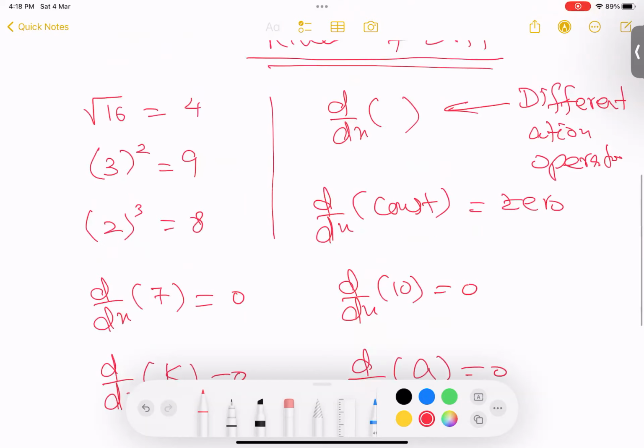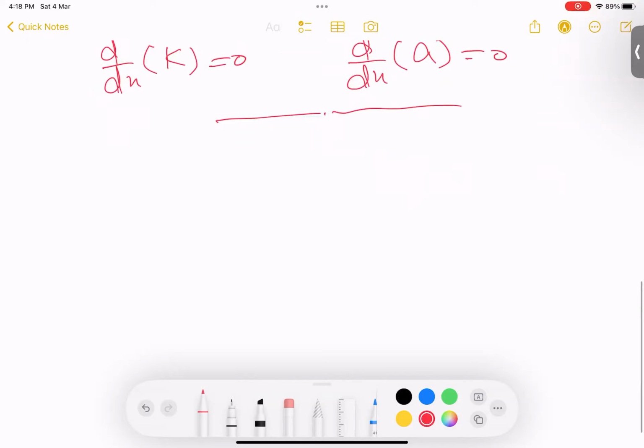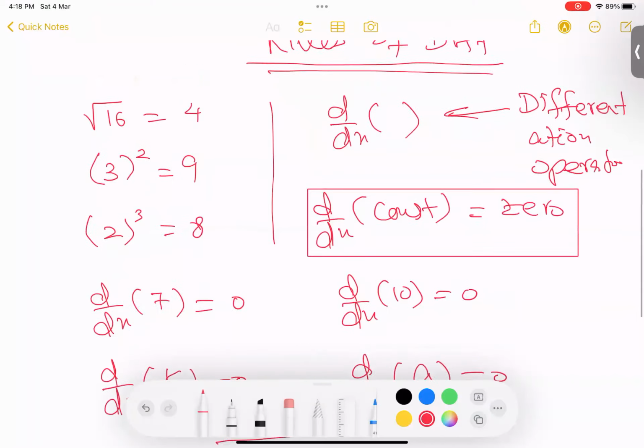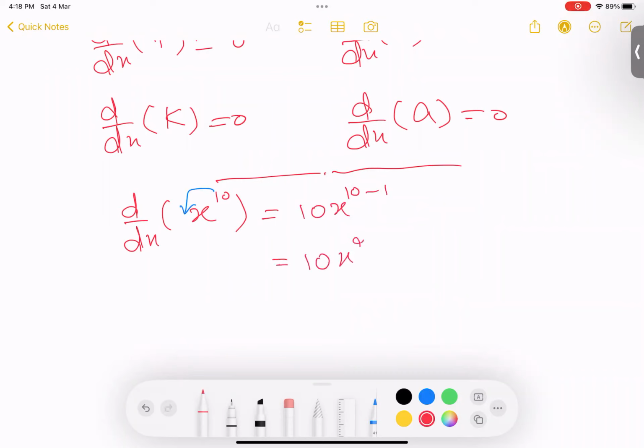So rule number 1 is over. This is rule number 1. And let's talk about rule number 2. Rule number 2, what it says: if you apply the differentiation operator on x to power 10, as an example, what it will do is bring this power 10 down and multiply with that, and make the power 1 less. This is the rule of the differentiation operator. I repeat, 10x to power 9, this is over.